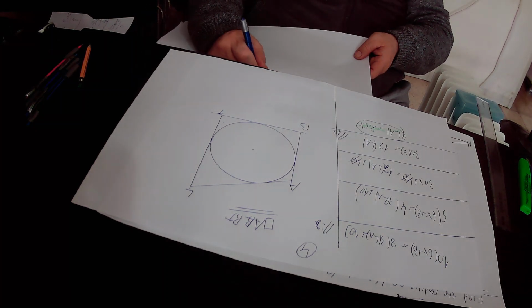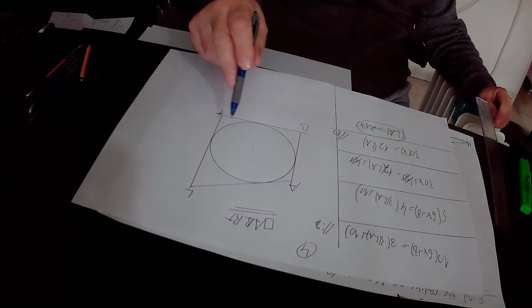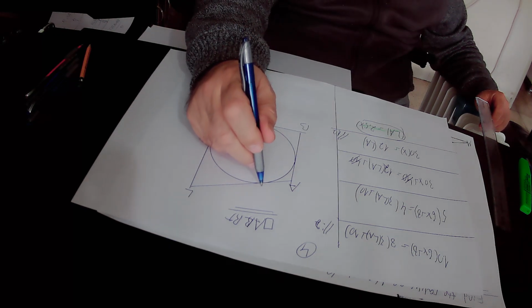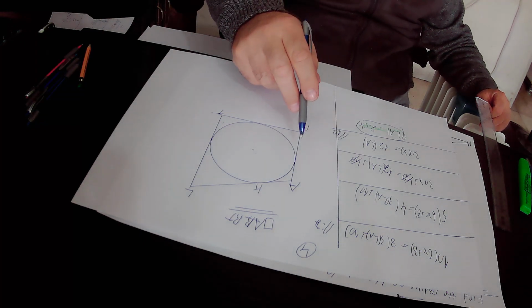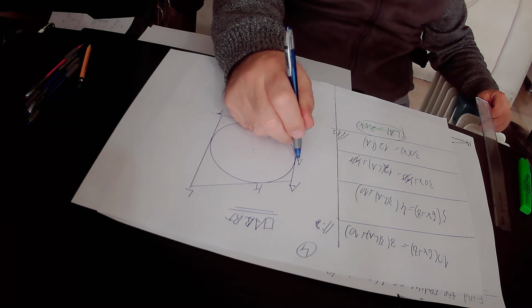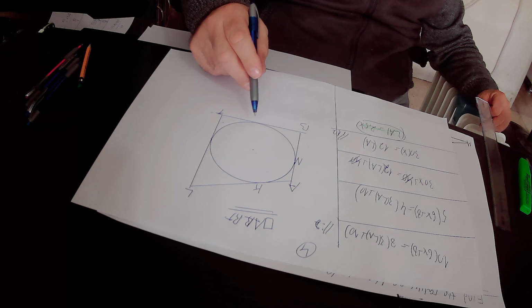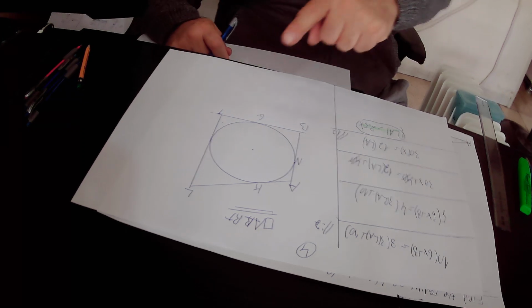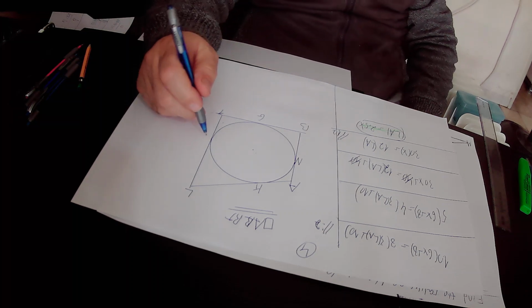Here we define the point of tangency of tangent AL with this circle as K. We define the point of tangency of tangent AB with this circle as N. We define the point of tangency of tangent BT with this circle as G. And finally, we define the point of tangency of tangent NT with this circle as H.